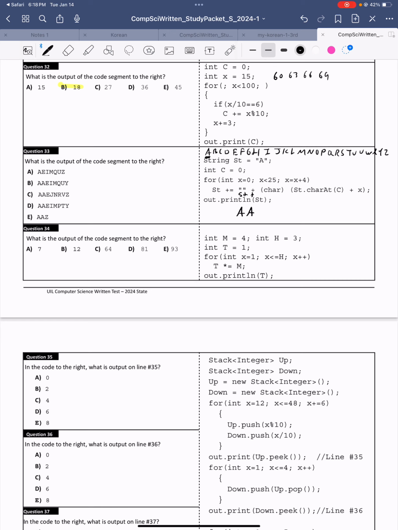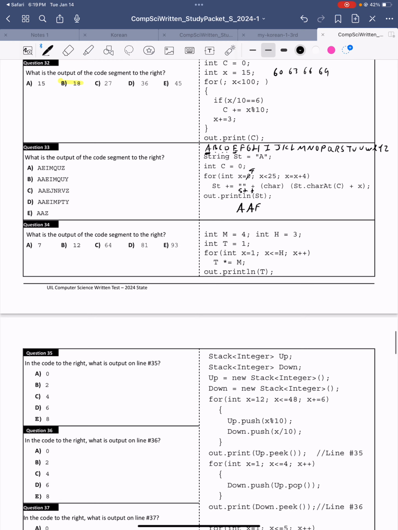Now we're going to add x by 4. So we first take our string here, and then we add an empty string. And then, okay, well, what's our character? C is 0, right? So what's our first character? First character is A, and then we're going to increase it by 4. So 1, 2, 3, 4, that's going to be E. So we add an E here.